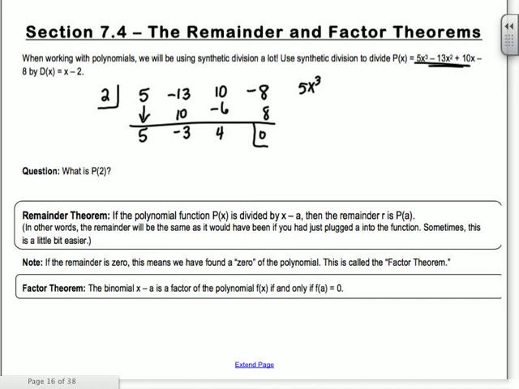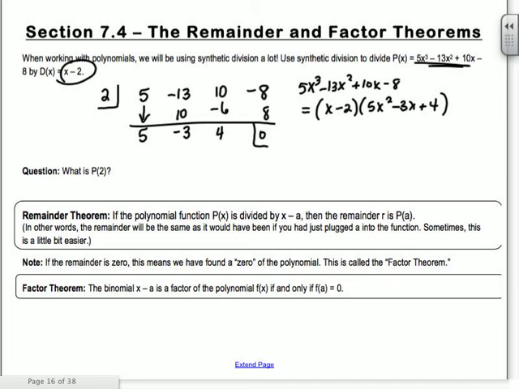Okay, and if you remember, this meant that we had factored our original. So our original was 5x cubed minus 13x squared plus 10x minus 8. We had then factored it into the divisor that we originally had, x minus 2, times the quotient. So this would be 5x squared minus 3x plus 4. That's a 5, negative 3, 4. That's what that represents. Okay, there was no remainder, so that meant that it factored evenly.